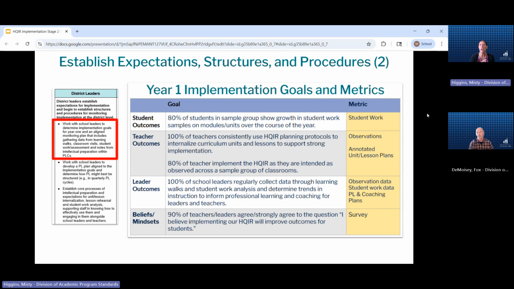We also want to ensure as leaders that we do something with that data and that we use it to help inform teacher support as well as identify professional learning needs. The belief and mindset goals can be important to help understand how those are changing over time. Often we see teachers that have reluctant or resistant mindsets during very early implementation, but after sticking with it and starting to see those student outcomes change, there's often a shift in their mindset and their support of the curriculum and HQIR.